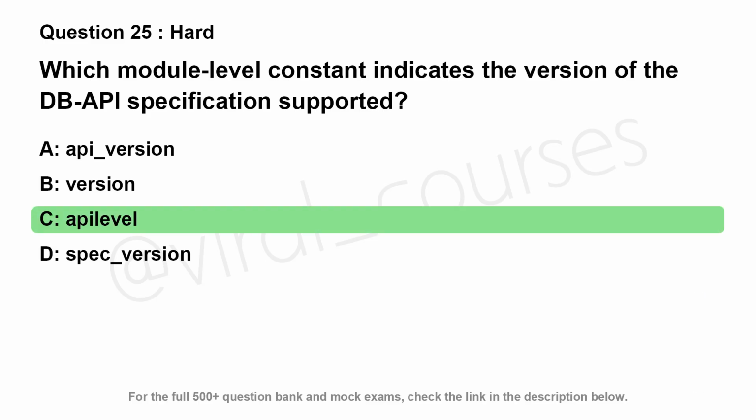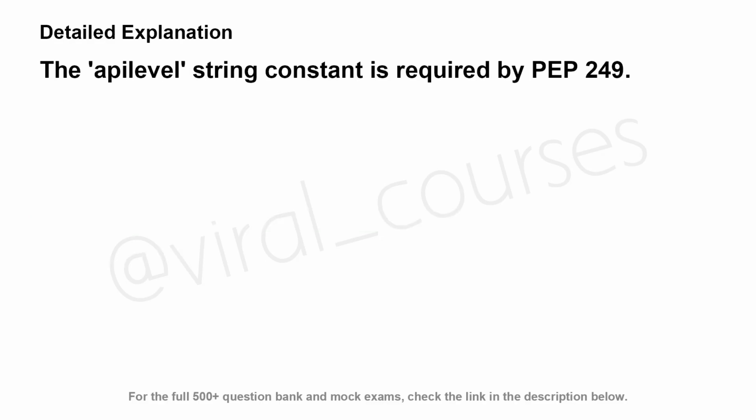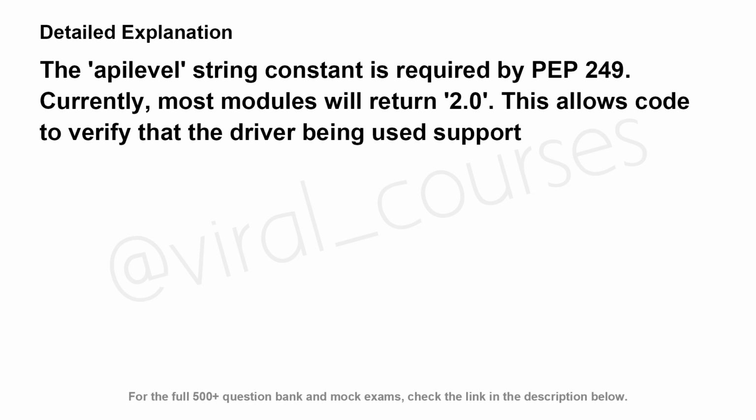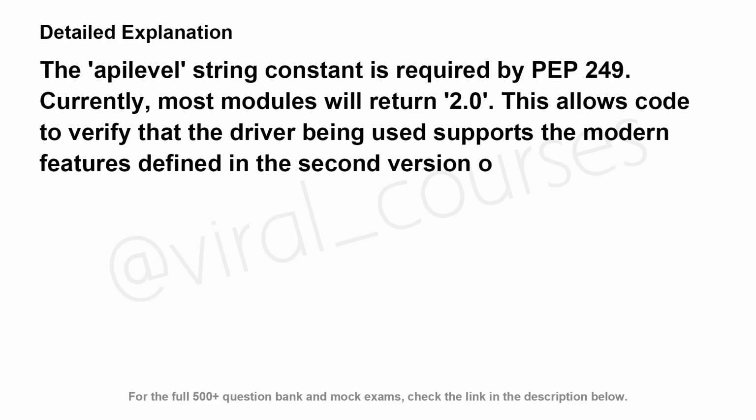The correct answer is C. The apilevel string constant is required by PEP 249. Currently, most modules will return 2.0. This allows code to verify that the driver being used supports the modern features defined in the second version of the Python database API.